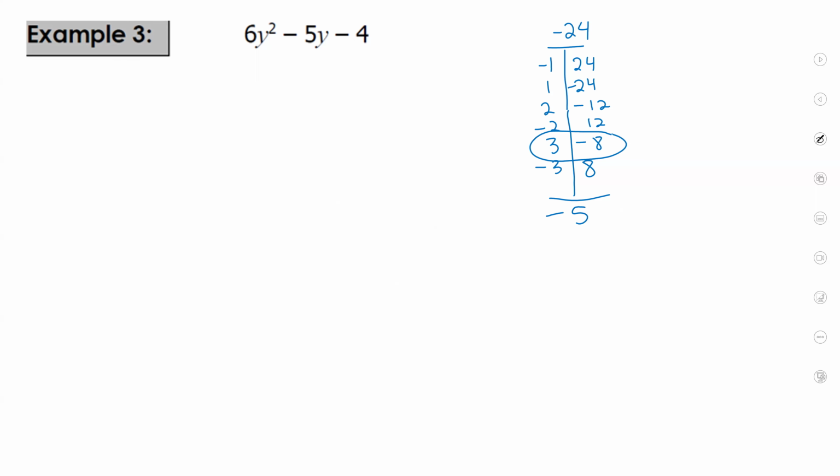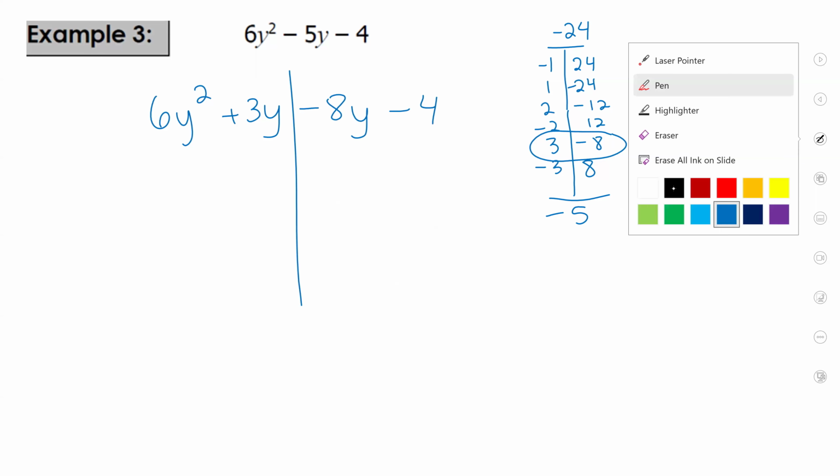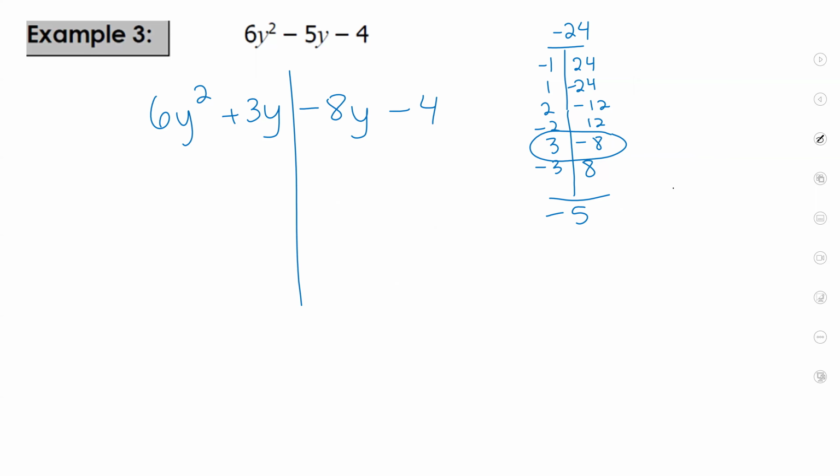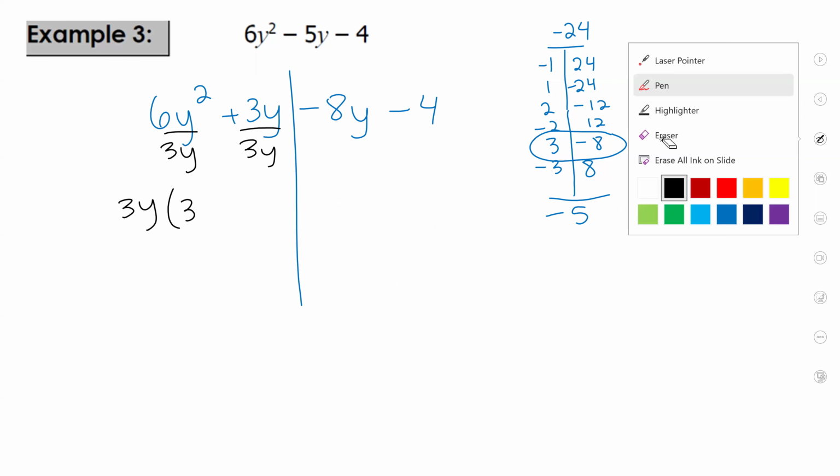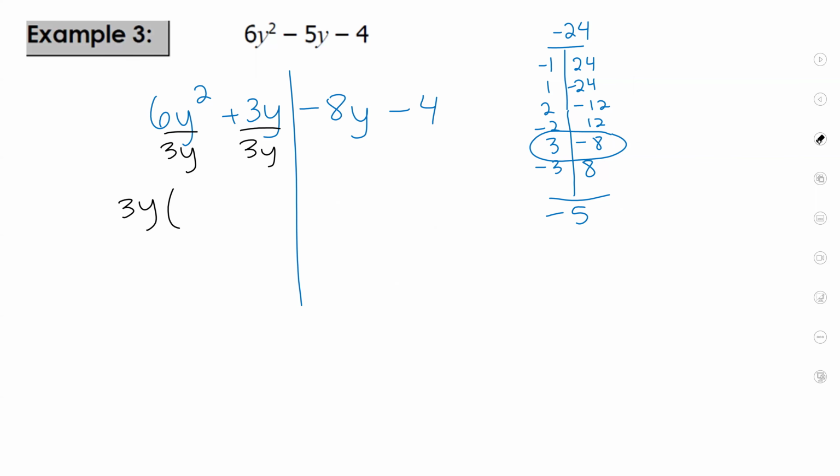All right, so that means I'm going to do 6y squared plus 3y minus 8y minus 4. Split it down the middle. Okay, what can these both be divided by? 3y. So that will be on the outside. Uh-oh. What's 6 divided by 3? 2. Plus 1.